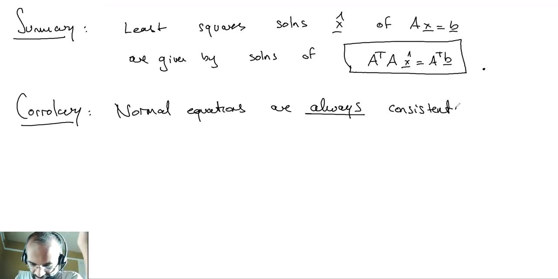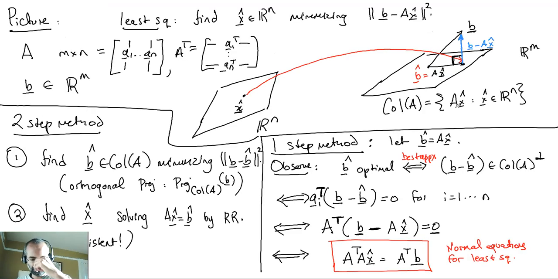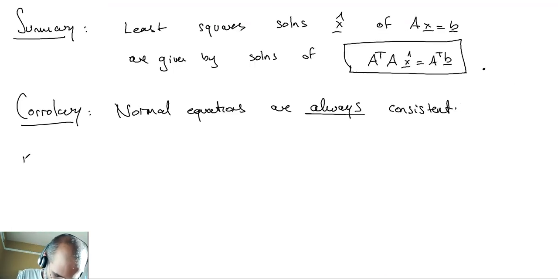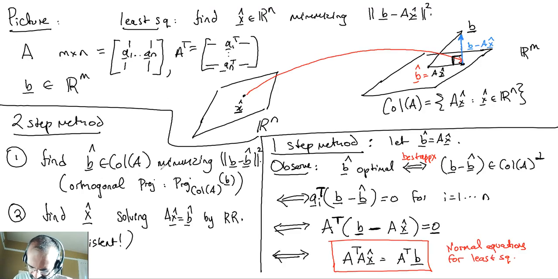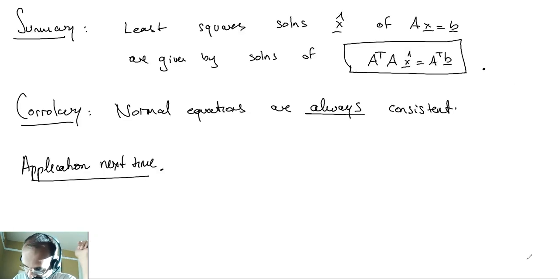Okay, and I was going to do an application. I'll do an application next time. It's actually an application related to COVID, which has been going on for a year at this point. Next time I'll show you how we can use this to analyze actual data. But that's least squares. And I guess that's it for today.